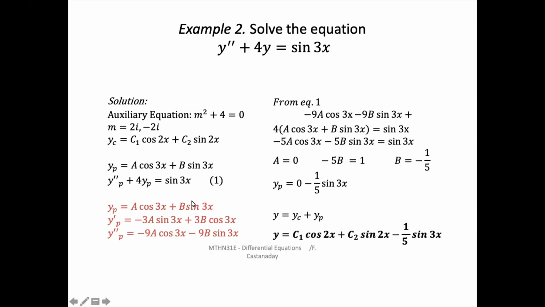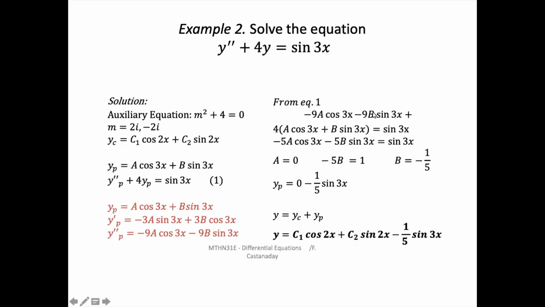Now we plug in these derivatives and y sub b to equation number 1. So we have y double prime sub b, which is negative 9a cosine 3x minus 9b sine 3x. You can see it in here. And we have plus 4 y sub b, which is a cosine of 3x plus b sine 3x, equal to the right member of the equation, which is sine of 3x.